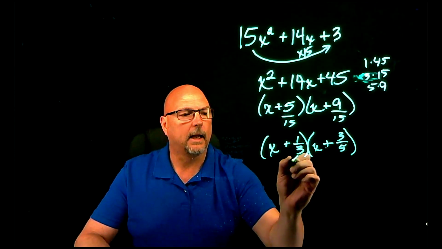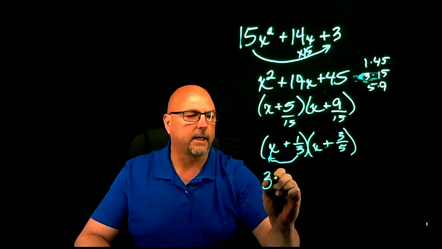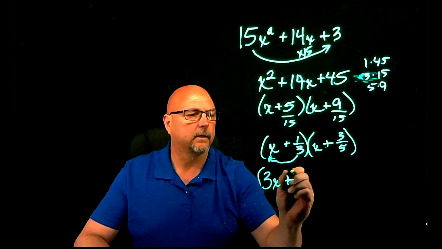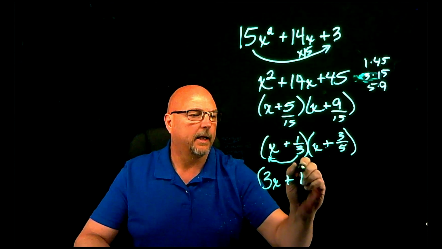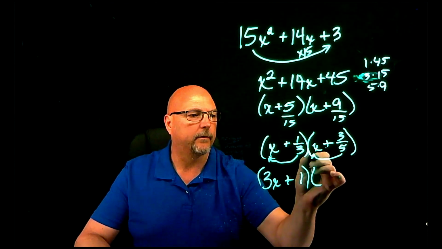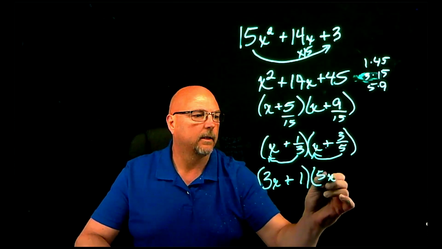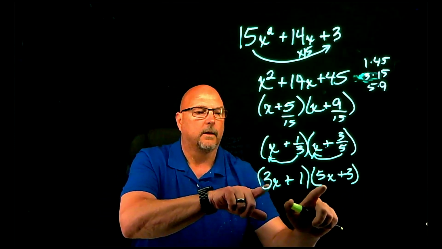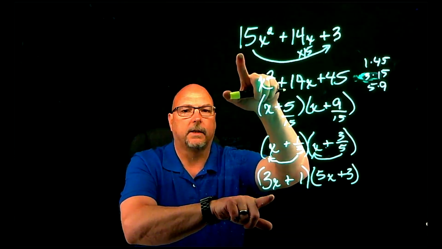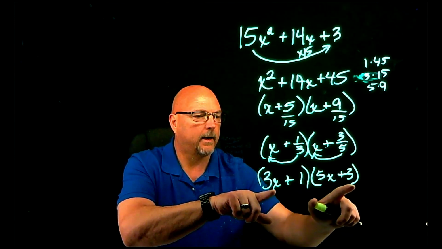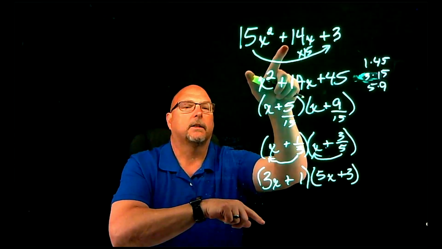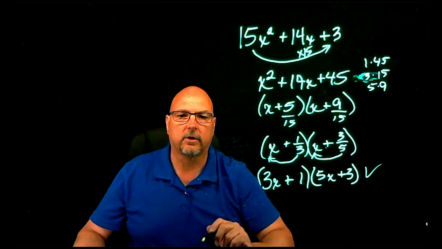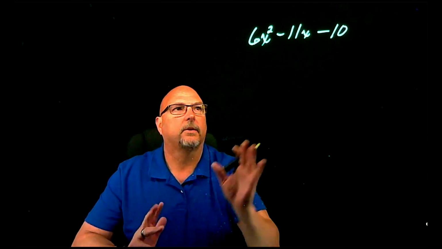And then the last step is to bring this 3 up. So that becomes a 3x plus 1. We leave the 1 there. And then I bring the 5 out in front. So 5x plus 3. And there is our final solved problem. 3x times 5x, 15x squared. Outers 9x, inners 5x, that's our 14x. And 1 times 3, there's our 3. So that checks.